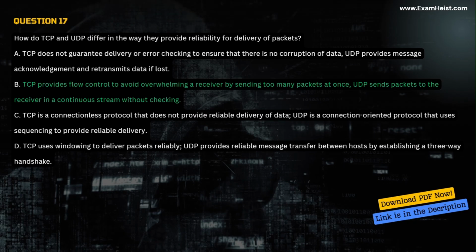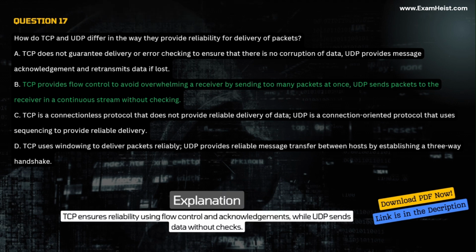Correct answer B. TCP provides flow control to avoid overwhelming a receiver by sending too many packets at once. UDP sends packets to the receiver in a continuous stream without checking. Explanation. TCP ensures reliability using flow control and acknowledgements, while UDP sends data without checks.